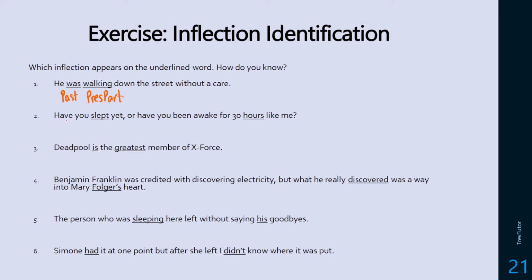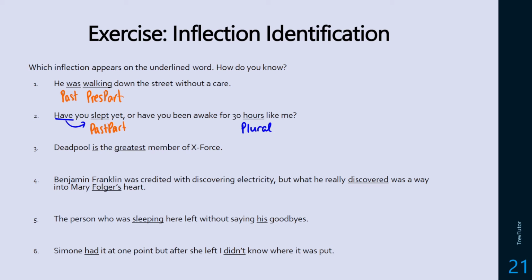Have you slept yet? Now you might be thinking this is past tense, but this is actually a past participle. This is because in the main verb chain, we have the word have. So you have slept. Have you slept yet? Or have you been awake for 30 hours like me? Okay, what inflection is on hours? This is a noun. This is going to be the plural.